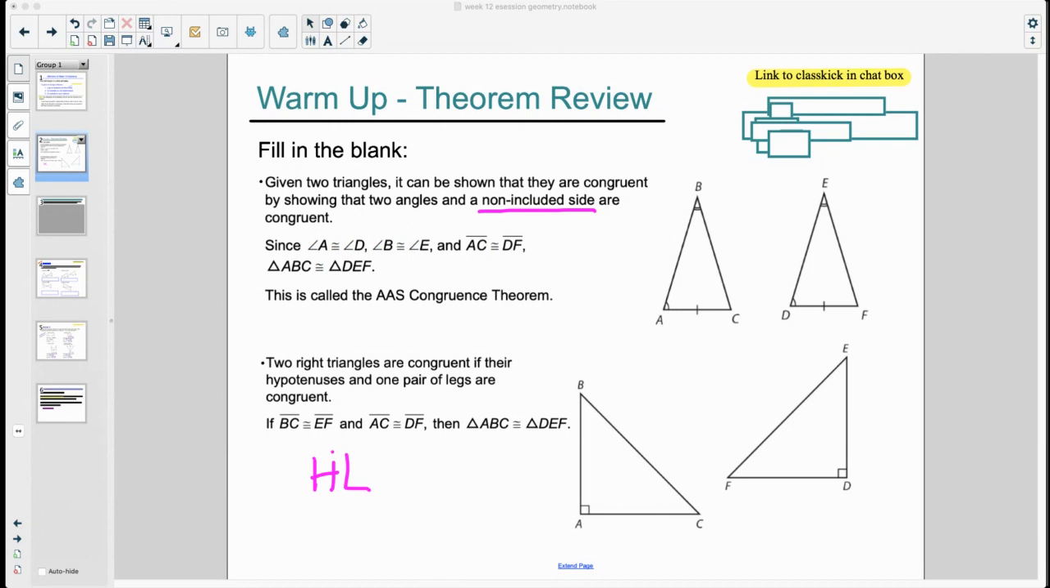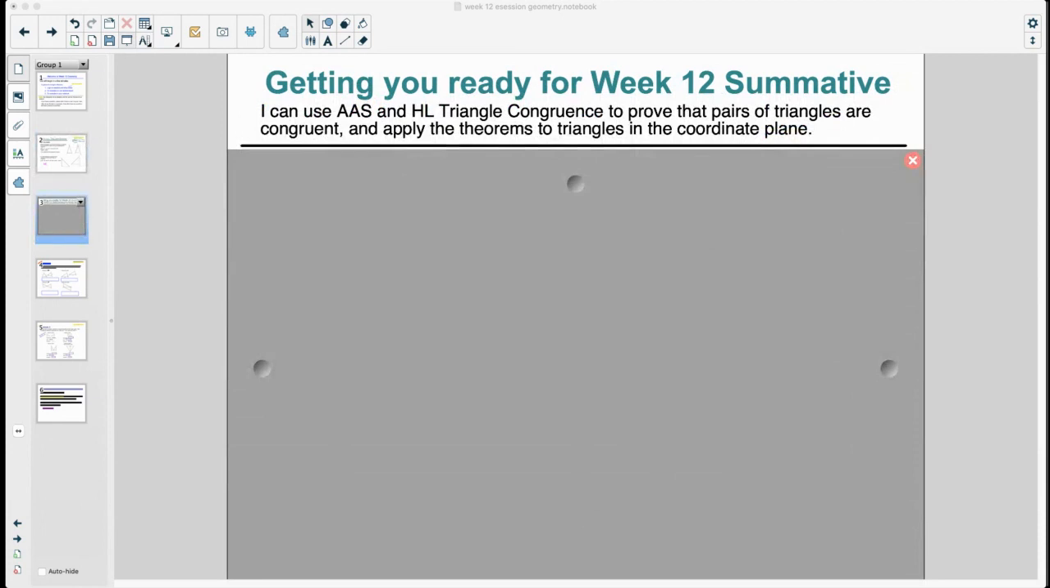All right, let's keep going. Week 12, guys, you have a summative. It is just a summative. You do not have a formative this week. So we have our learning objectives: I can use AAS and HL triangle congruence to prove that pairs of triangles are congruent and apply those theorems to triangles in a coordinate plane.